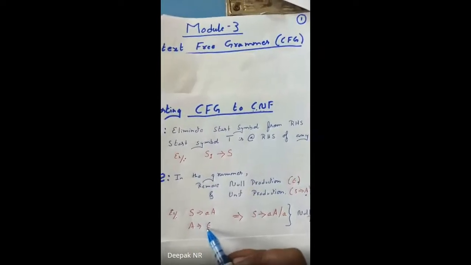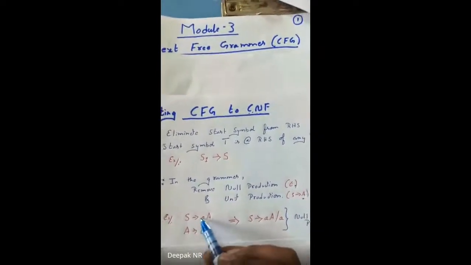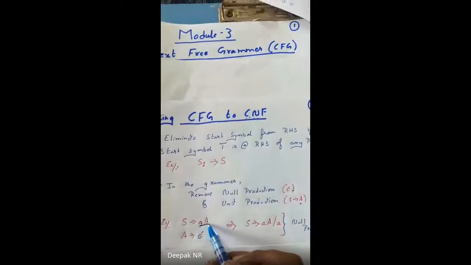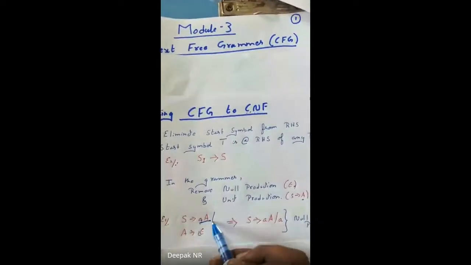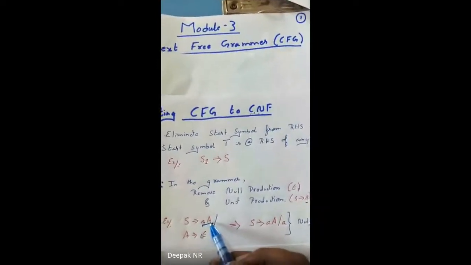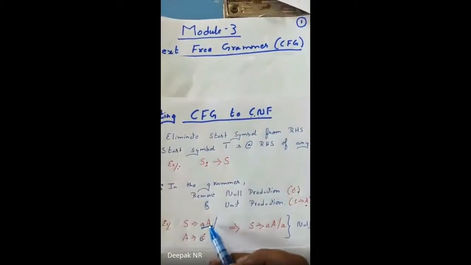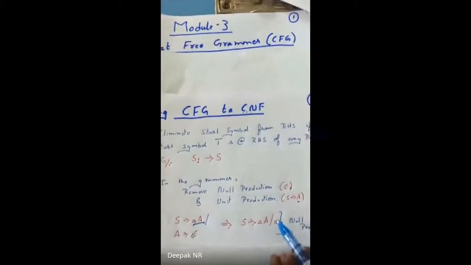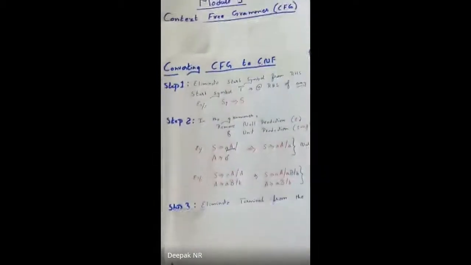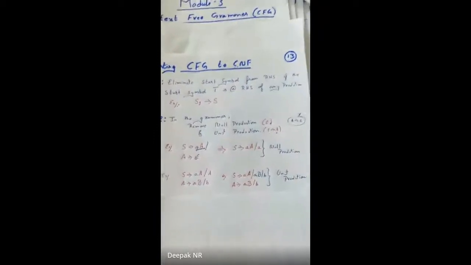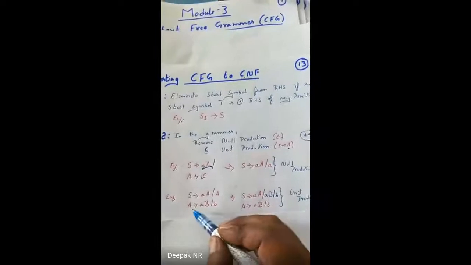The actual value of epsilon is nothing. So I rewrite this as S tends to AA, this is the default one, slash, what if I remove this and use epsilon? A will be the same. So I have written it as A. Clear? And my next is S tends to AA slash A and A tends to something.